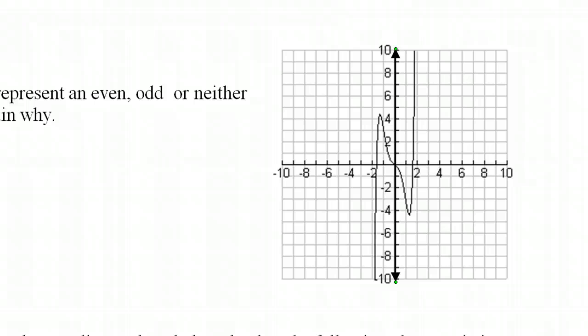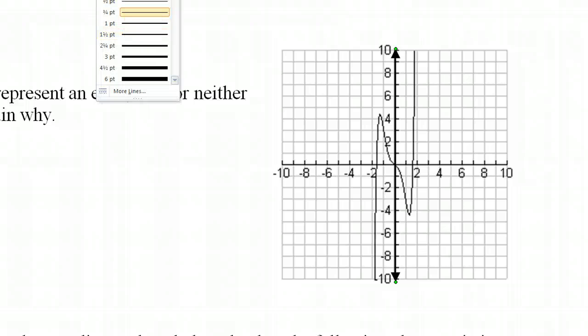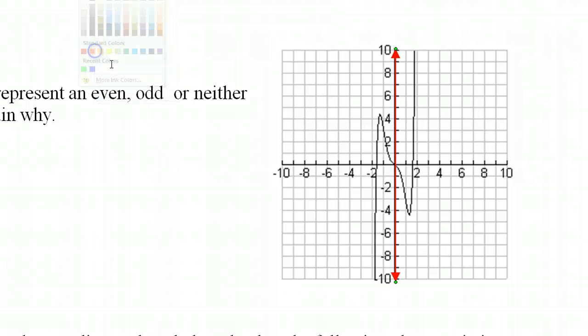Just highlighting the y-axis here for a minute. Okay, there's my y-axis here in red. If I were to fold this graph along this y-axis, these are not mirror images. This side's going up, this side's going down. There's something going on here, but it's not using the y-axis as a mirror. So it's definitely not even. So it's either odd or neither.